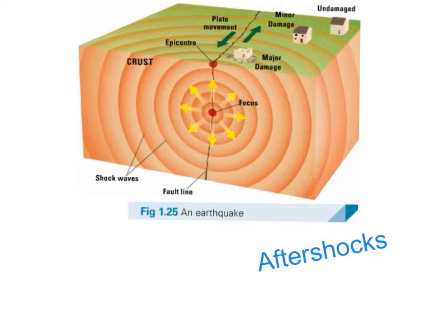Any buildings closest to the epicenter are going to have major damage. Further away will have minor damage, and then further away again will be undamaged. So the epicenter is the point above the focus where the earthquake began that has the most damage.